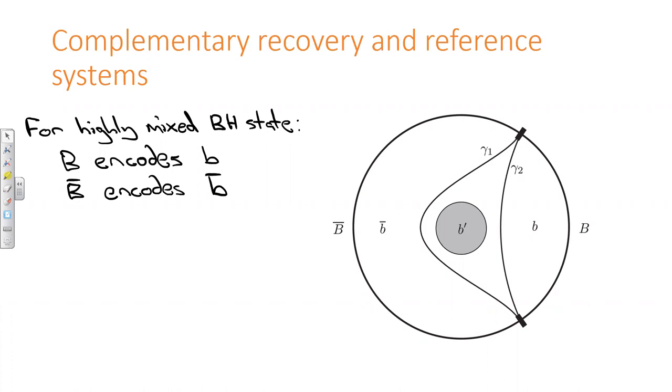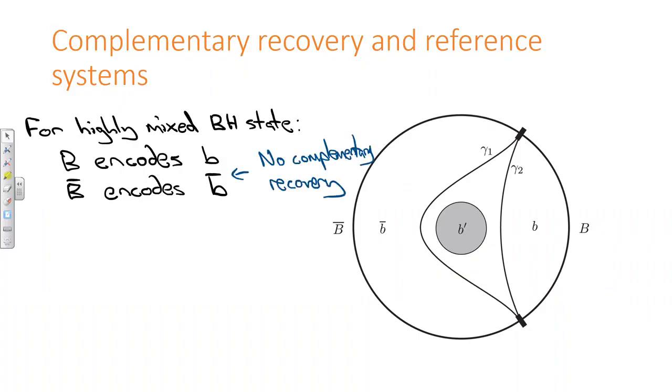But if we consider that highly mixed black hole state, where the black hole is just in a thermal mixed state, then as I said, big B just encodes this little b out to the right here. But it's also the case that big B bar just encodes this little b bar out to the right, because it doesn't want to have this huge contribution from the entropy of the black hole when it does the minimization over area plus bulk entropy. It's better for it to exclude the black hole as well.